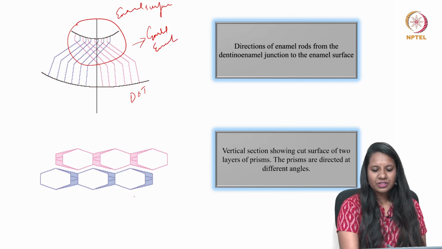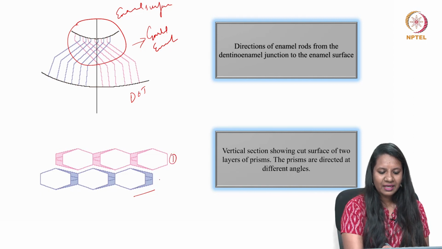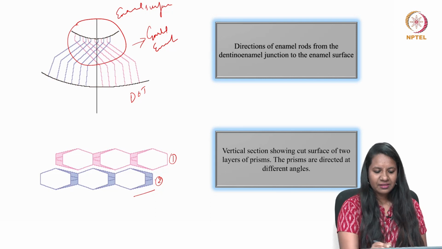And here this picture shows the cut surface of 2 layers of prisms. This is one layer and this is the second layer, and they are directed at different angles.